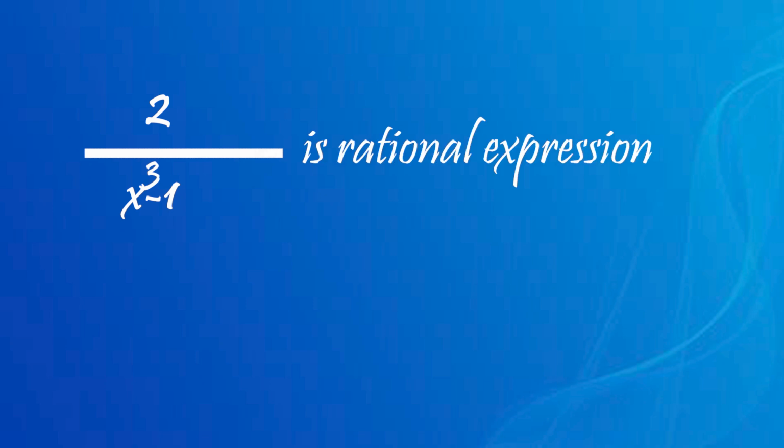Next example, 2 over x cubed minus 1. Again, this one is a rational expression because both the numerator and denominator are polynomials. Next example, x cubed plus 4x minus 1. Again, this one is a rational expression because the numerator x cubed plus 4x minus 1 is a polynomial and its denominator 1 is also a polynomial.